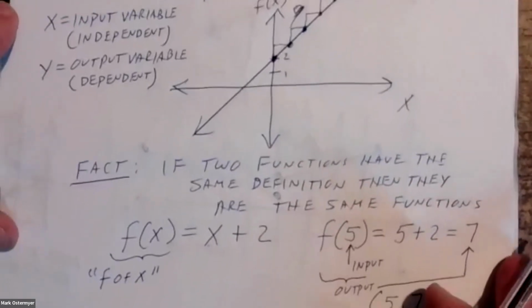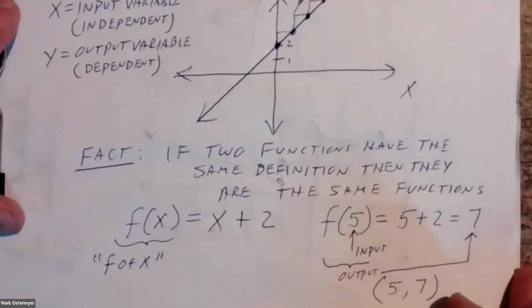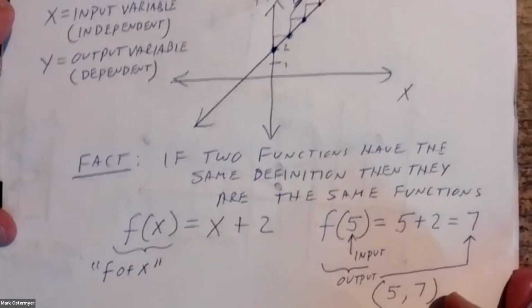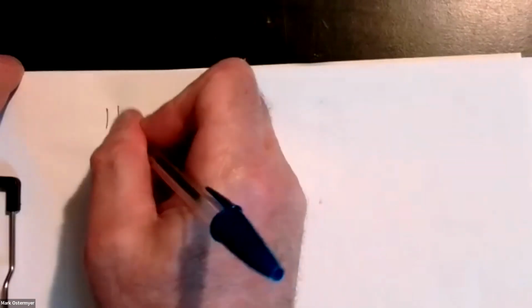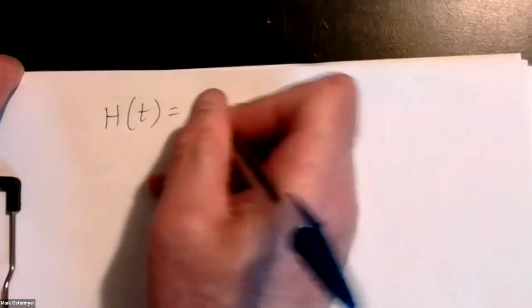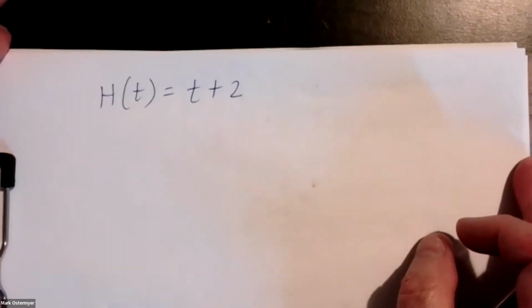Make sense? Same function. As long as the definition remains the same, the function is still the same. So imagination is the limit here. H of t is equal to t plus 2. Is this function the same as the other two I just showed you? Still the same function?